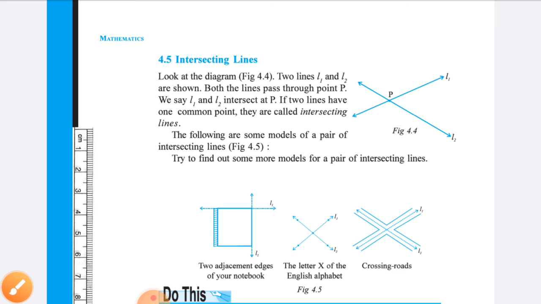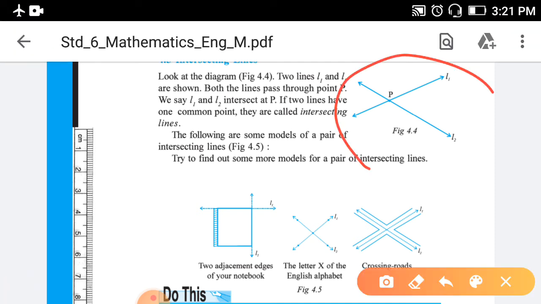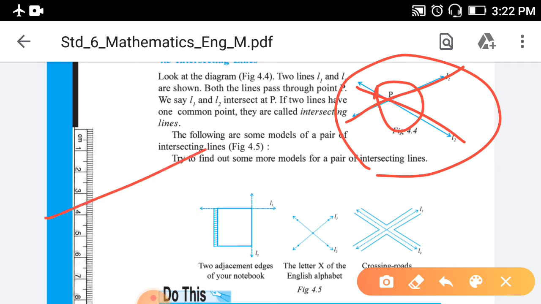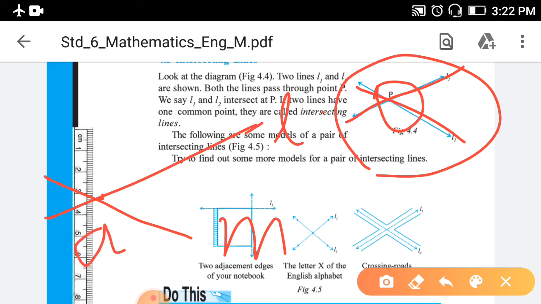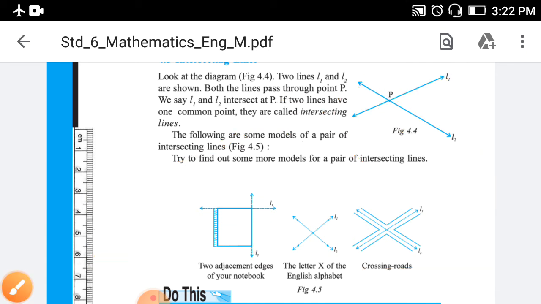Intersecting lines. Here one diagram is given. Look at the diagram. Two lines are given, L1 and L2. And you can see both lines are intersecting at point P. So if two lines have one common point, they are called intersecting lines. One more example let's take. This is a line L and this is a line M. You can see both are intersecting here. You can give any name. I will give A. So line L and line M, both the lines have one common point, that is A. That's why both lines are called intersecting.